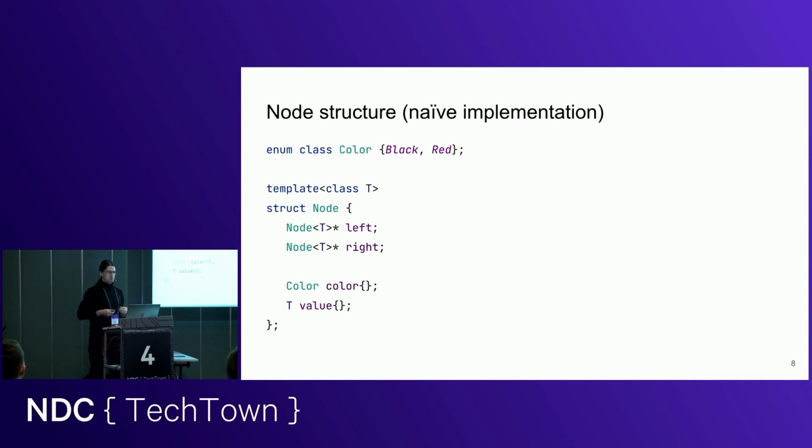This is a very naive implementation of such a tree, written by me. So here we have just a node for set. Then we have the same for left and right subtrees. We have a color, that's just an enumeration in this case, and we have a value. That's how it can be implemented.